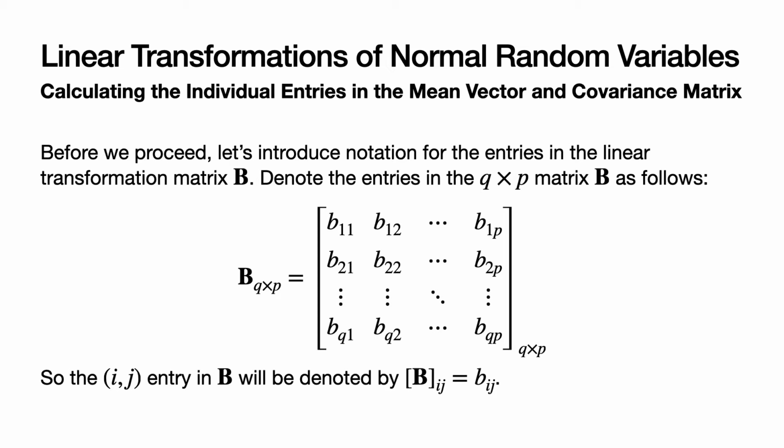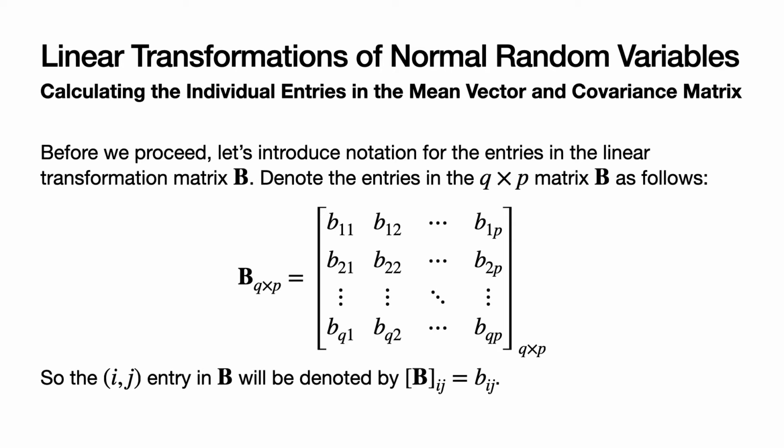Now, before we proceed, let's introduce notation for the entries in the linear transformation matrix bold B. Denote the entries in the Q by P matrix B as follows. So the linear transformation matrix B has entries that are going to be denoted by lowercase b, and then they're going to be indexed or subscripted according to their row and column in that matrix.